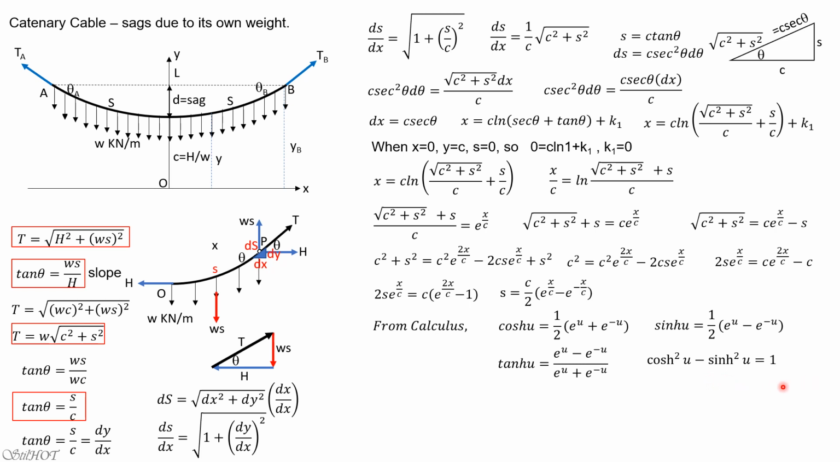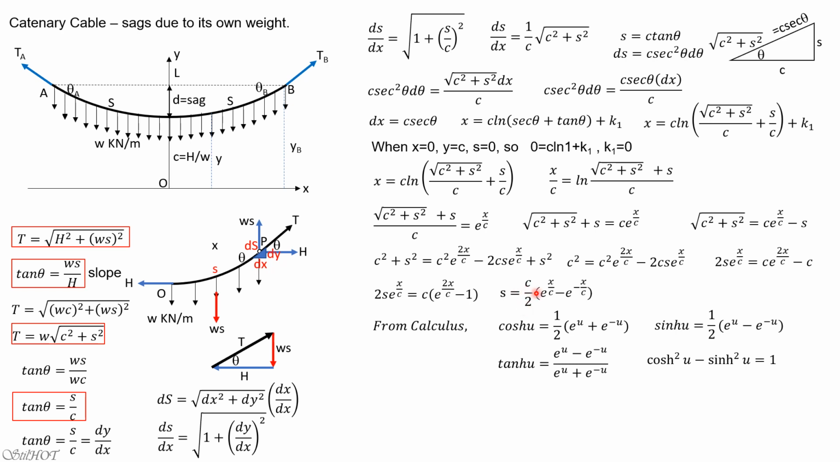You can divide everything by sine hyperbolic square, so you have cotangent hyperbolic square of u minus 1 equals cosecant hyperbolic square of u. But I just leave that to you. These are the important equations.